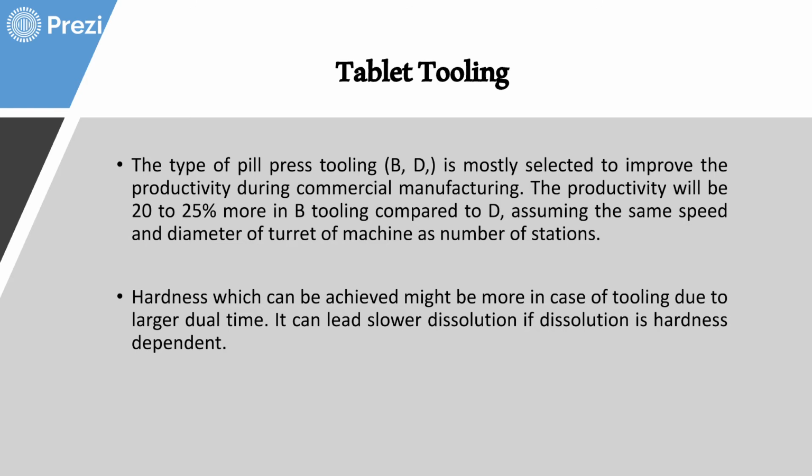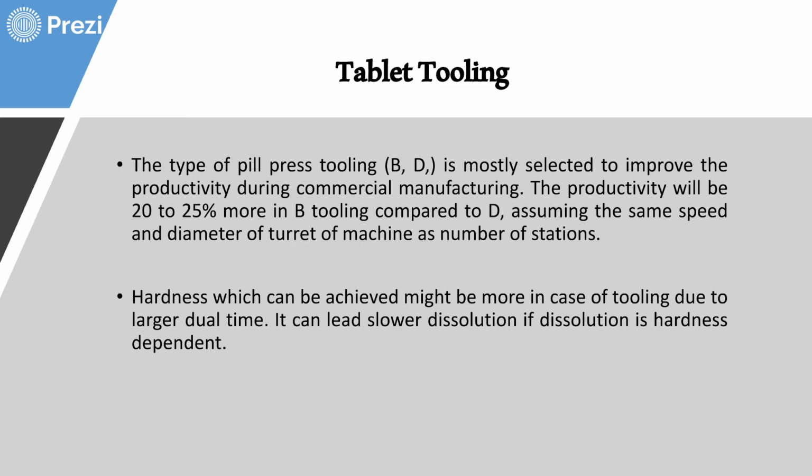tablet. So generally, we prefer B type of tooling because it is fast to manufacture. They are small in size, therefore fast to manufacture, and they have more productivity as compared to the D tooling. So assuming the same speed, turret diameter and number of stations, we could say easily that B tooling has more manufacturing output. So you can have more tablets, higher speed, and more commercial products if we use the B tooling.